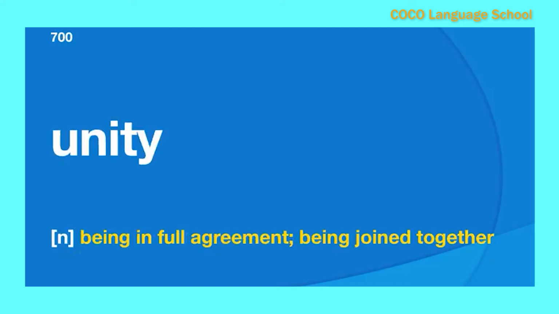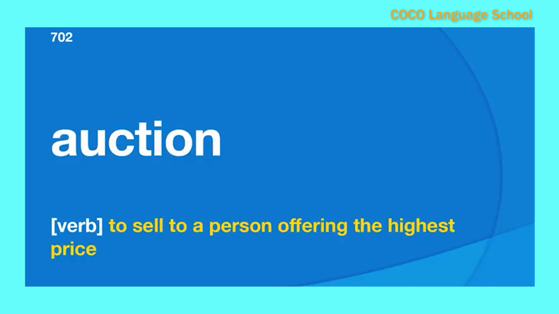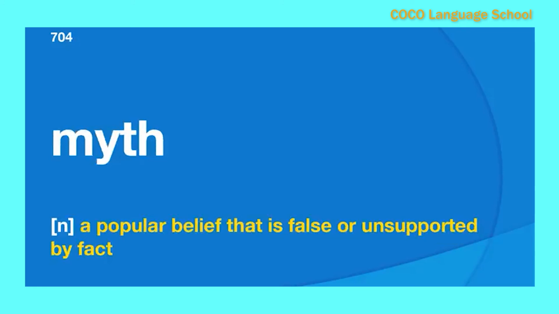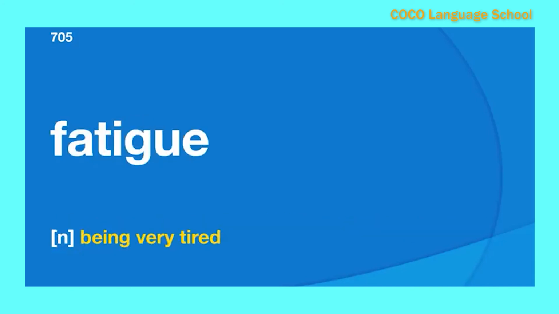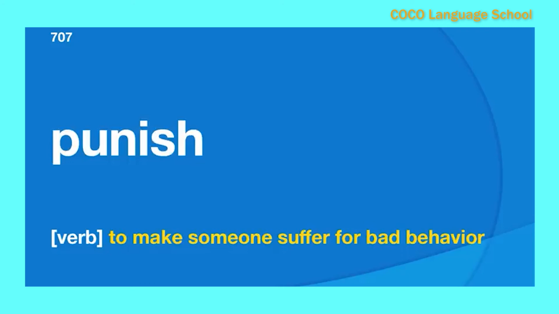Being in full agreement, being joined together. Unity. To confuse and greatly surprise someone, so that they are unable to explain a situation. Confound. To sell to a person offering the highest price. Auction. The shape of the outside edge of something. Contour. A popular belief that is false or unsupported by fact. Myth. Being very tired. Fatigue. Not stated directly. Implicit. To make someone suffer for bad behavior. Punish.